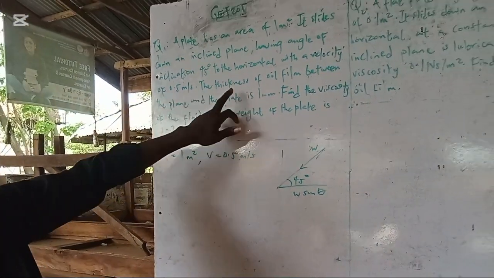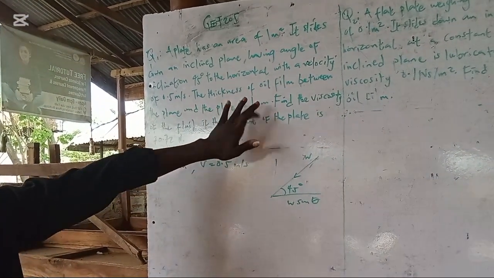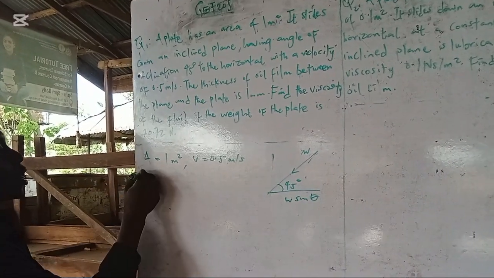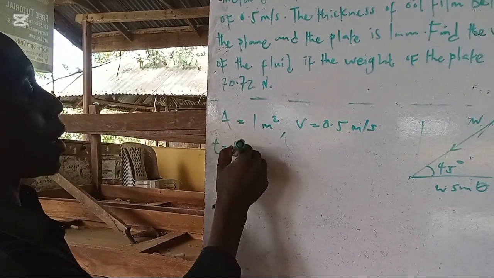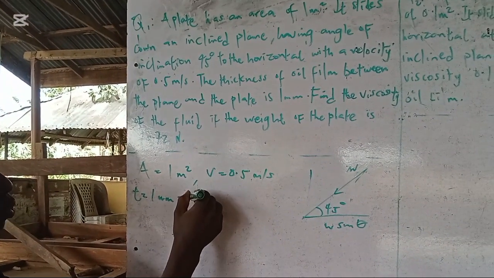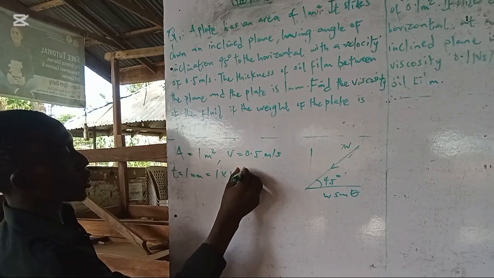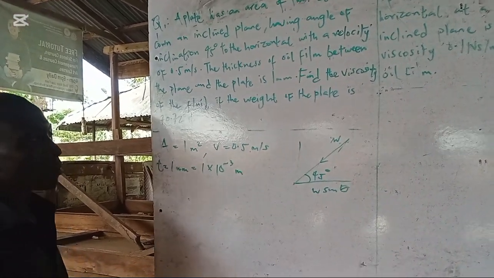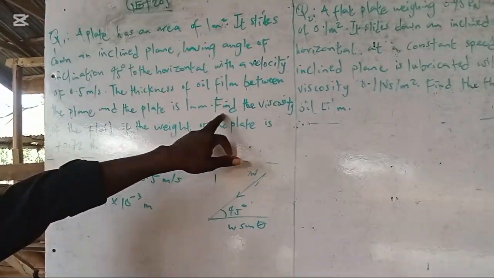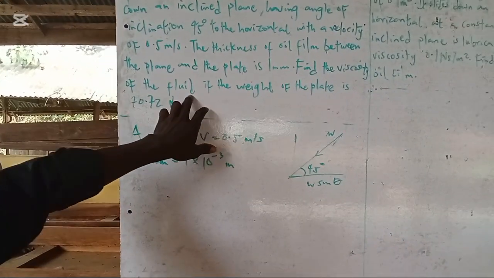What else are we given? The thickness of the oil film between the plane and the plate is 1 millimeter, which should be equal to 1 times 10 raised to the power minus 3 meter because of the millimeter. Then we should find the viscosity of the fluid, that is the dynamic viscosity.